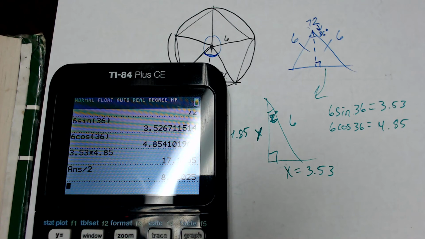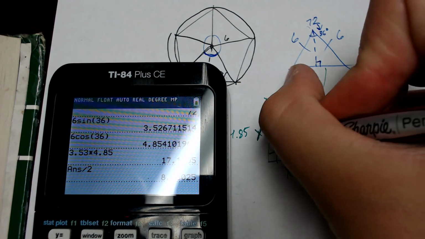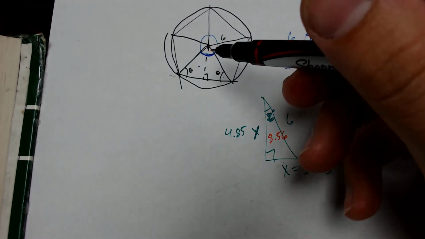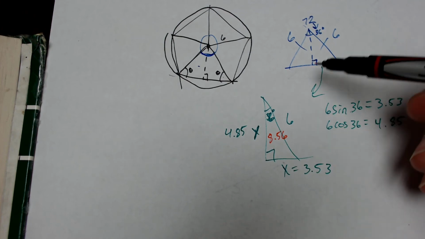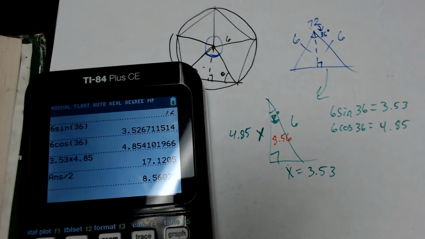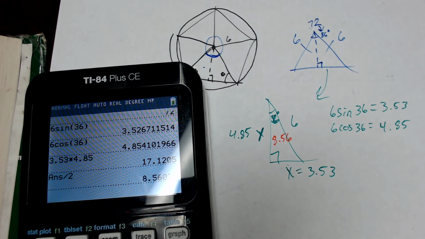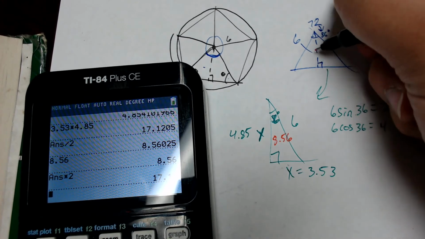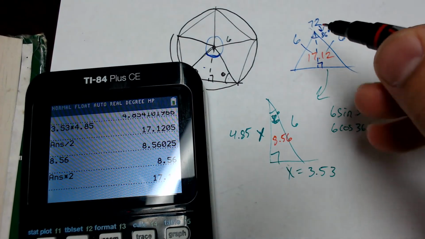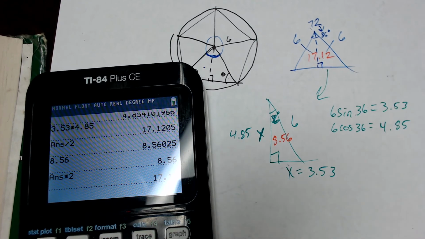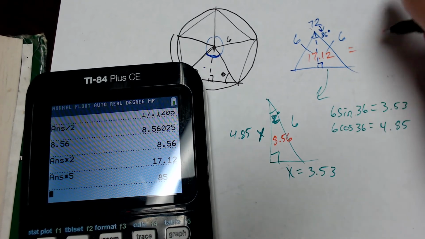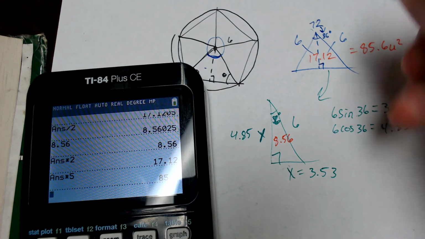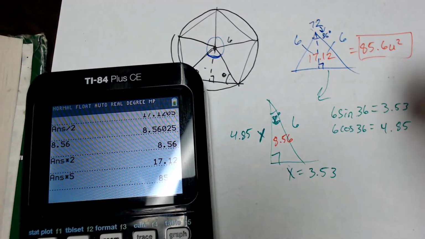So the area of the triangle is 8.56. If I want to finish finding the area of the entire pentagon, I remember that this is half of this, so I'm going to take 8.56 and multiply that by 2. I get 17.12, so the area of this isosceles triangle is 17.12, and then I remember that there are 5 isosceles triangles, so I take 17.12, multiply it by 5, and I get 85.6 units squared. So that's the area of the pentagon.